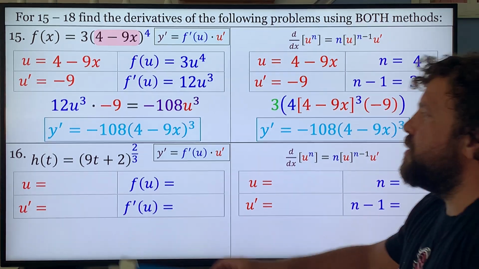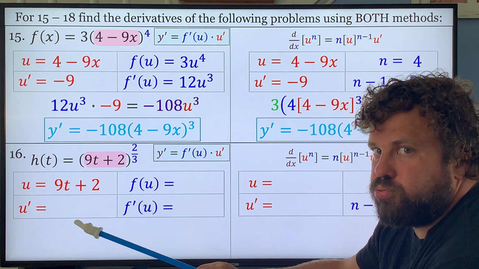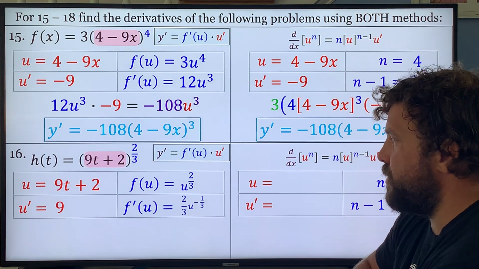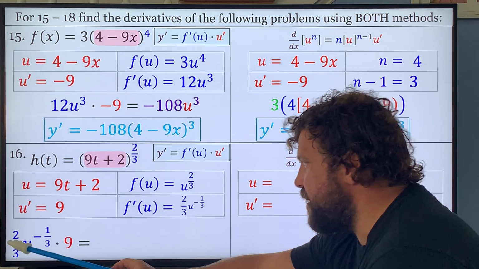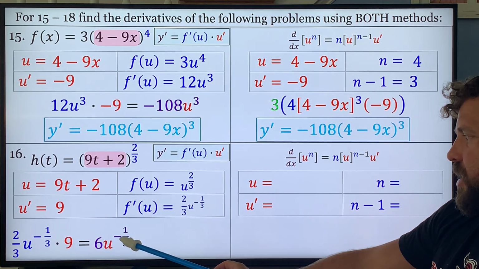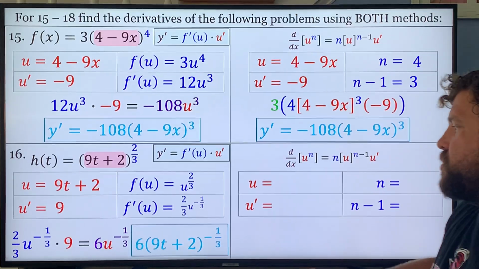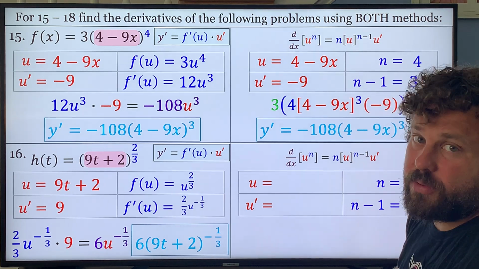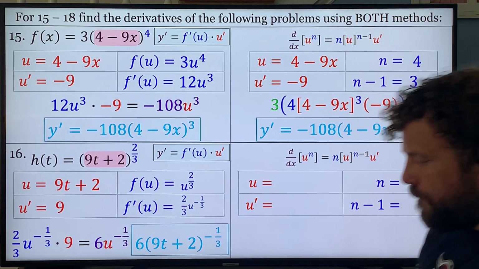Hot potato. U inside, 9t plus 2. U to the 2/3. U prime 9. 2/3 u to the negative 1/3. 2/3 u to the negative 1/3 times 9. 2 times 9 is 18, divided by 3 is 6, u to the negative 1/3. 6 times 9t plus 2 to the negative 1/3. Or you could say 6 divided by the cube root of 9t plus 2. Both acceptable answers.